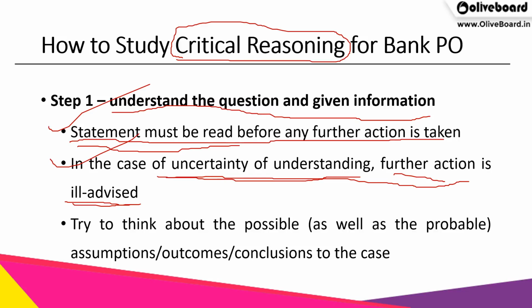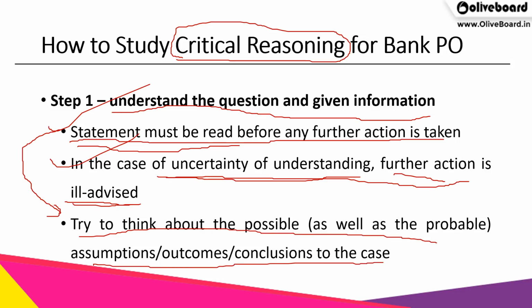Also, let's assume that you have understood the question. What do you do next? You try to think about the possible as well as the probable assumptions, outcomes, conclusions to the case. The moment you have started reading and understanding the question, you should start thinking about the assumptions, the outcomes, the conclusions. Why? Because अगर आपको याद है, this is exactly what we are going to look at in our step number 2, right?